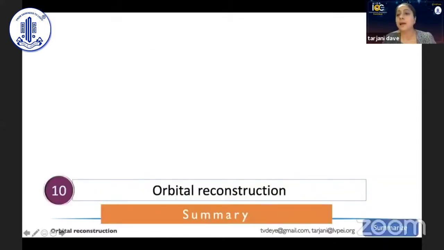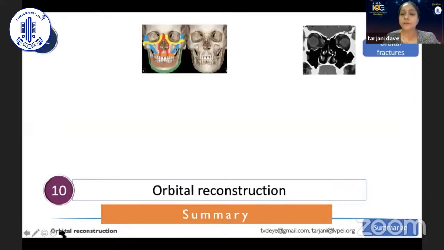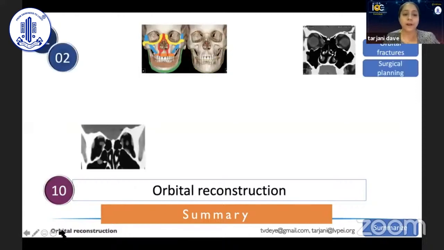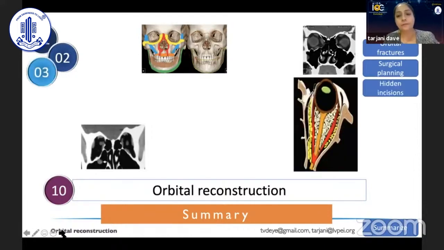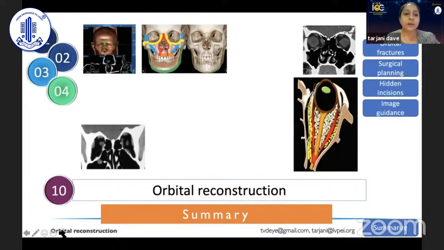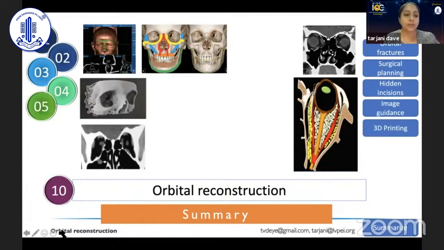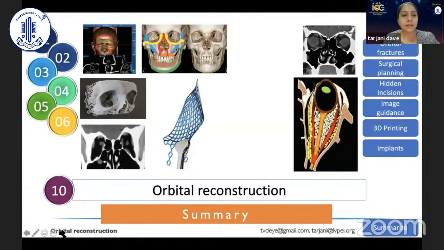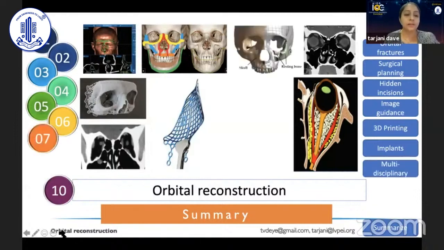To summarize, I have spoken to you about the orbital fractures, the facial buttress, and the ways we classify orbital fractures, surgical planning, especially in cases who have entrapped muscle who require early care. I briefly spoke about hidden incisions that can give you an aesthetic outcome in orbital reconstruction. We discussed image guidance and the role of navigational systems. We spoke in brief about 3D printing and how it can help you give that extra boost of accuracy to your outcomes. Titanium is the implant of choice in most cases these days.